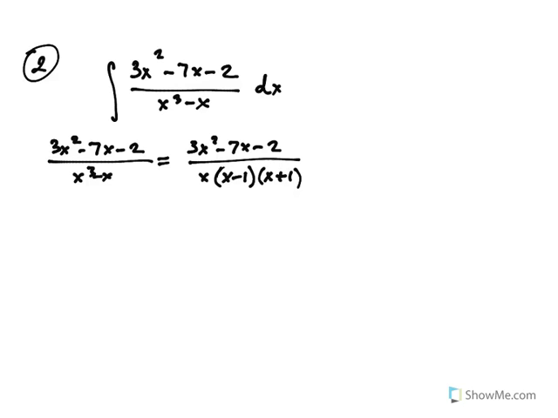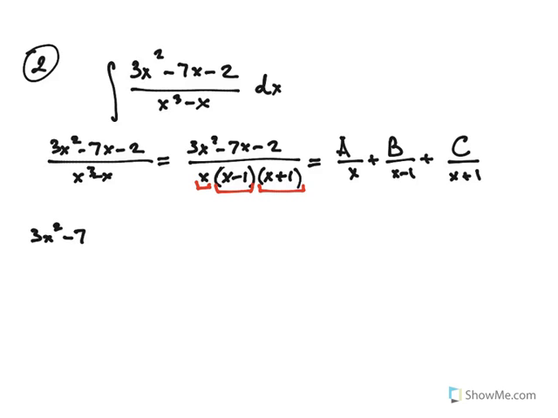I think so. So now, how many factors do you see? 1, 2, 3. So we're going to have A, B, and C, 3 partial fractions. So they say this is equivalent to A over x, B over x minus 1, and C over x plus 1. Okay? Now I'm doing exactly what I did before, but in my numerator before I had 1. Now I have 3x squared minus 7x minus 2 equals.